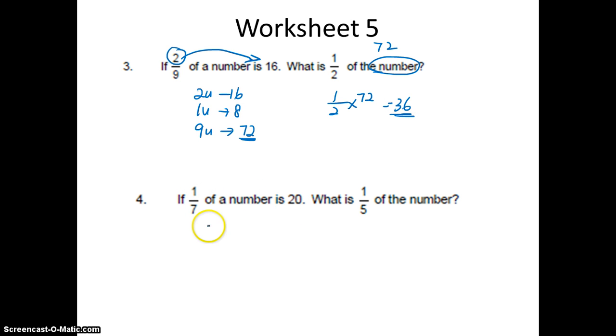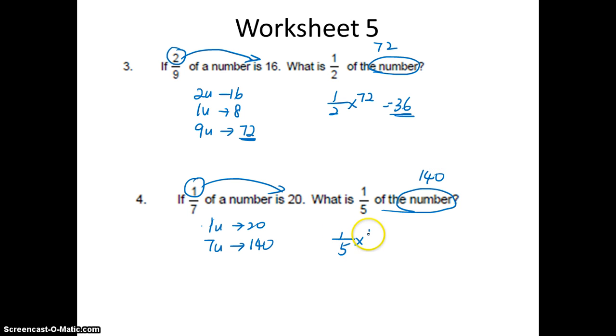1/7 of a number is 20. So 1 unit is 20. I want to find 7 units. It's 140. 1/5 of the number, this number is 140. So 1/5 times 140, and the answer is 28.